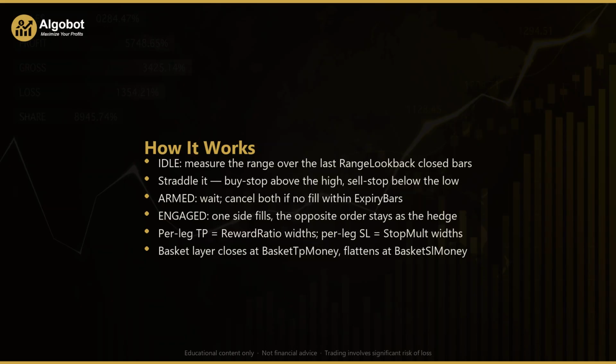It then straddles the range. A buy stop order is placed above the range top, and a sell stop order is placed below the range bottom. The offset beyond each boundary is controlled by the buffer fraction parameter, a small fraction of the range width. Once both orders are resting, the strategy moves into the armed phase. In the armed phase, it simply waits. If neither side triggers within the number of bars set by expiry bars, 8 by default, both orders are canceled and a fresh range is measured.